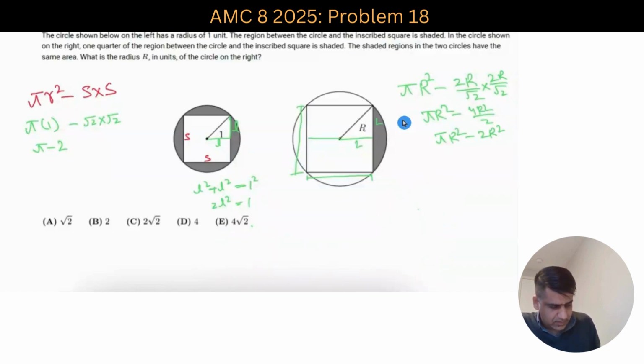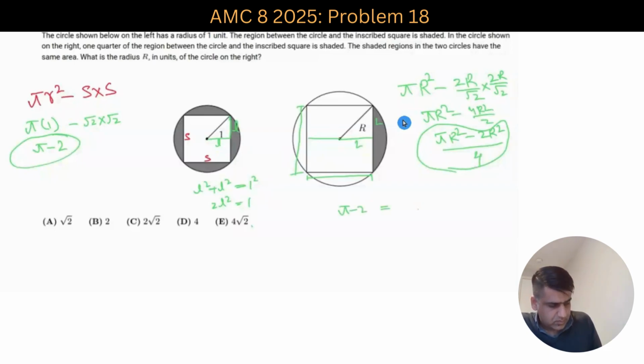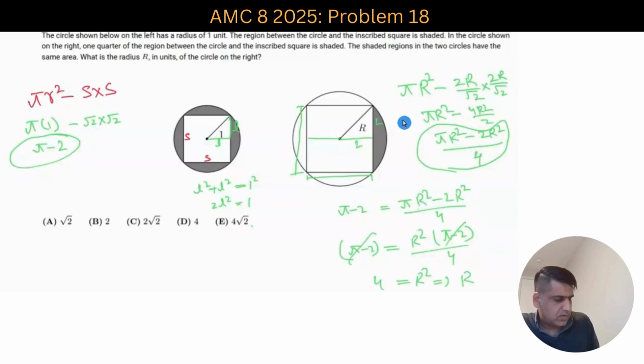So then the next thing is, since only 1/4 is shaded, I will divide this by 4. And now I will put these two equal to each other and find the value for R. I have pi minus 2 equal to pi r square minus 2R square over 4. R square is common, so I will have pi minus 2, which cancels out. I had 4 here and then 4, which gives R. So this is how I can solve, and now the answer is 2.